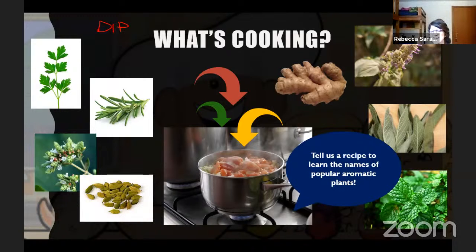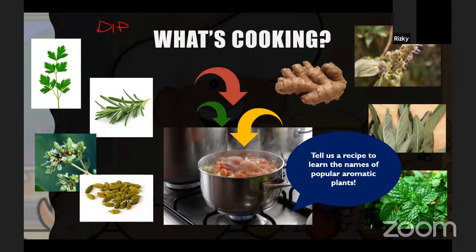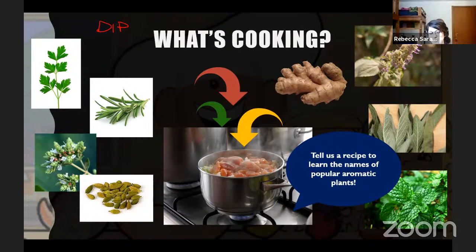All right, Rizky, do you know any recipe? Something to cook. Do you know how to cook something? Yeah. Okay. Do you want to tell us about a recipe? Yes. Okay, great. Last month I cooked fried rice and I ate it by myself. It tastes so good.